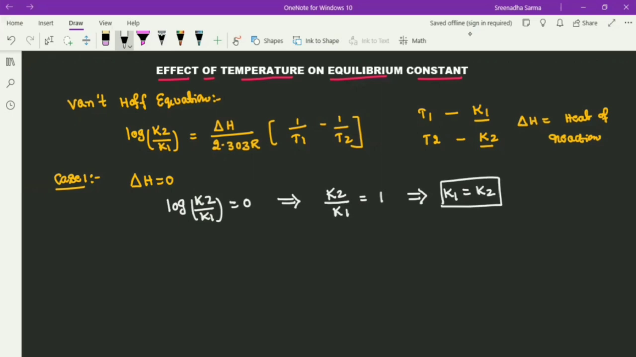So at all temperatures, the equilibrium constant is constant, if delta H is equal to 0.